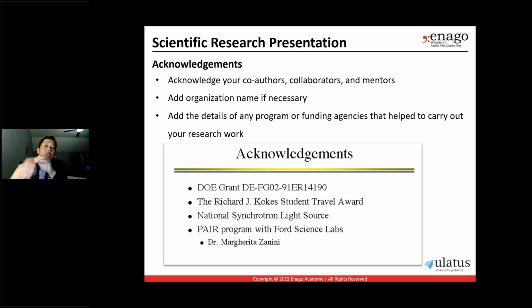And finish with the acknowledgements, right? Always acknowledge people who helped you: collaborators, mentors, the organization, and funding agencies, okay?